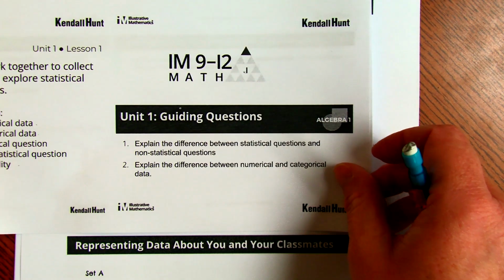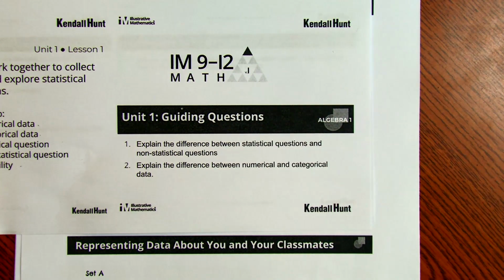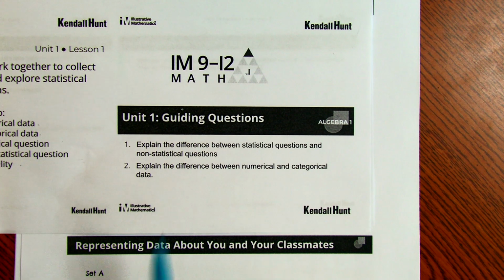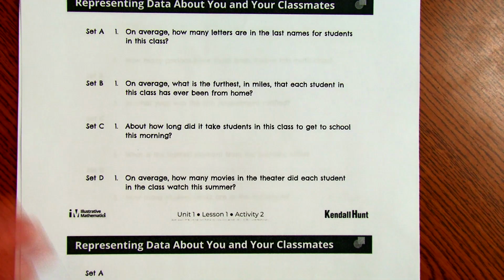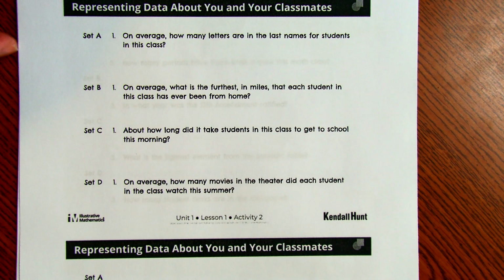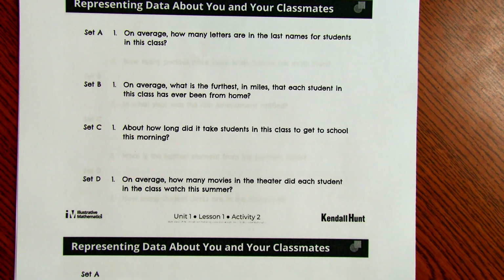Okay, for the guiding questions, and these you can get off the slides at a later date, are explain the difference between a statistical question and non-statistical question, and then explain the differences between numerical and categorical data. So if you were in class, you'd be doing an activity of walking around the room and collecting data from your classmates. So we're just going to kind of condense this. So we're going to look at the questions that everybody would be asking.